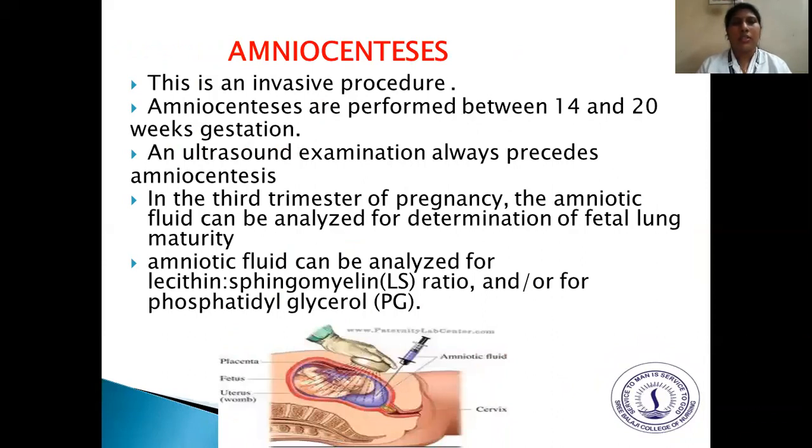Amniocentesis. This is an invasive procedure. Amniocentesis is performed between 14 and 20 weeks of gestation. An ultrasound examination always precedes amniocentesis. In the third trimester of pregnancy, the amniotic fluid can be analyzed for determining fetal lung maturity. Amniotic fluid can be analyzed for the lecithin to sphingomyelin ratio, and/or for phosphatidylglycerol.